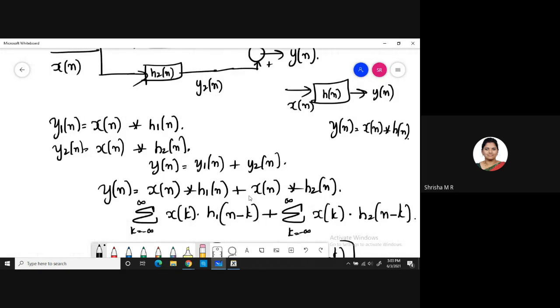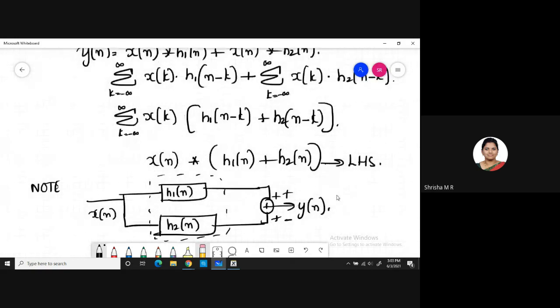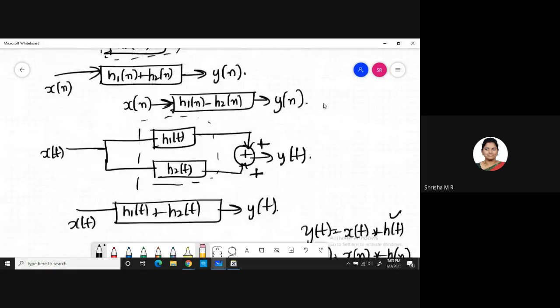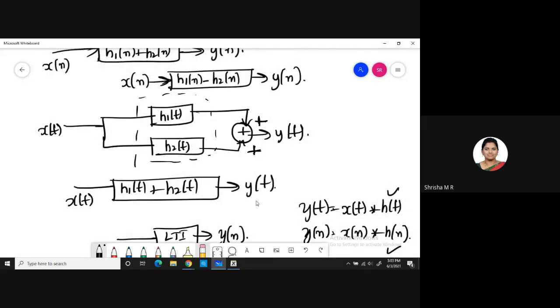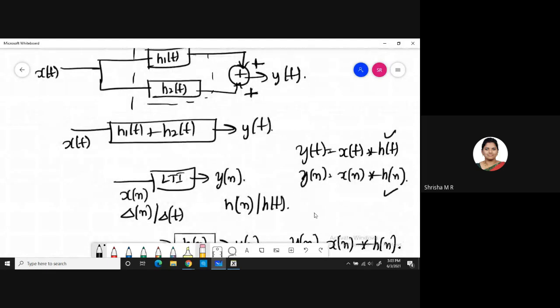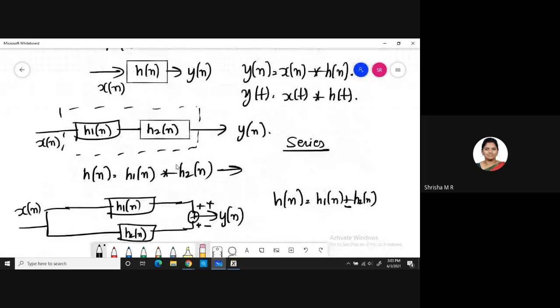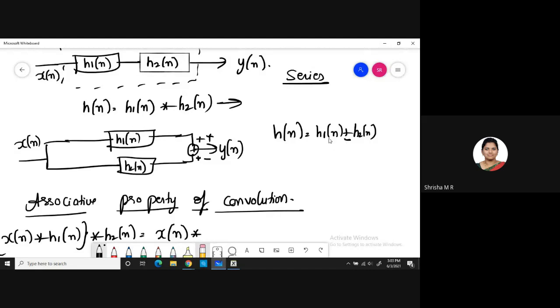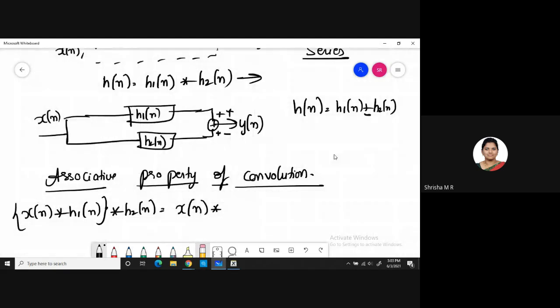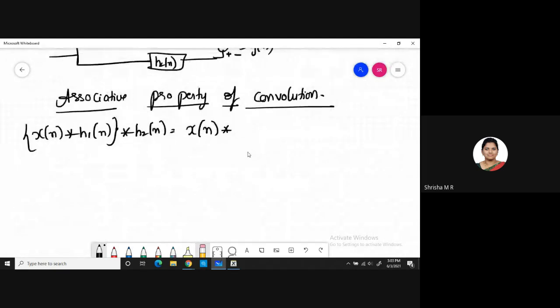Similarly, if the two systems are connected in cascade or series, you can write h1 of n convolved with h2 of n. If they are in parallel, you can write h1 of n plus or minus h2 of n. Okay, let us start the associative property of convolution.